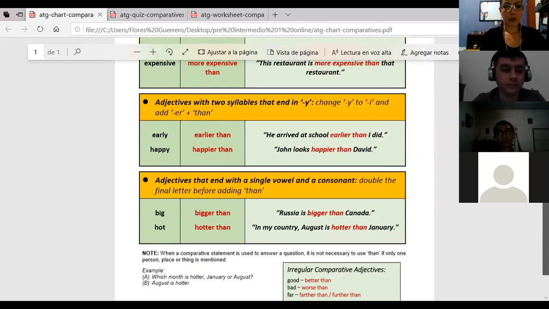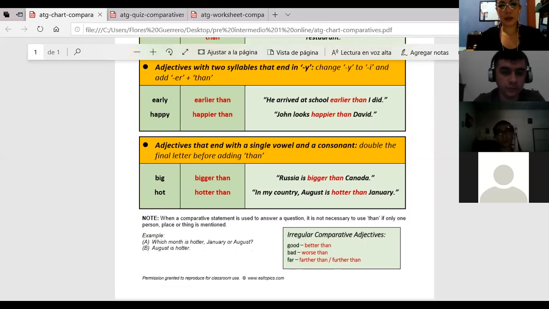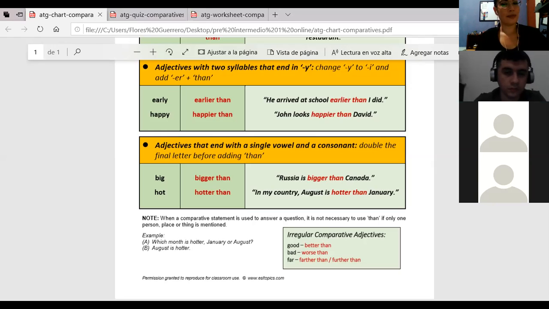Now, if adjectives end with a single vowel and a consonant, si el adjetivo termina en una vocal y consonante, y es de una sílaba, y lleva estrés, se dobla la última letra antes de agregar el dan. Por ejemplo, big. Es una sílaba y lleva estrés. Big. Suena como explosivo, ¿eh? Tenemos que hacer una fuerza de voz, stress, big.